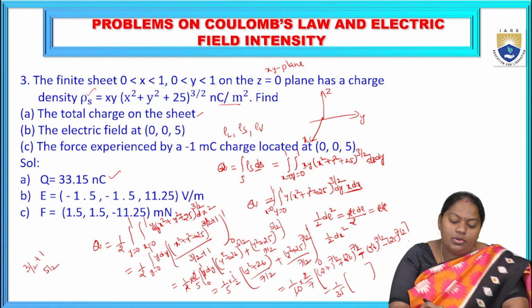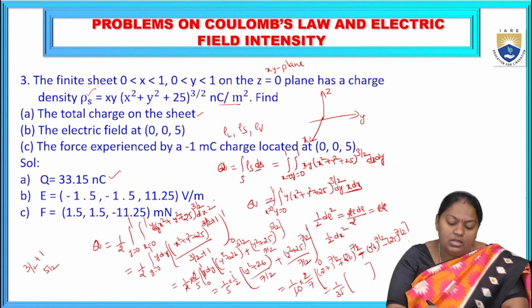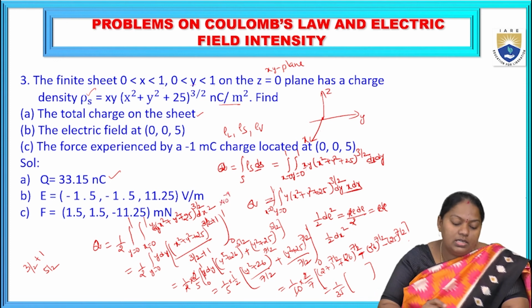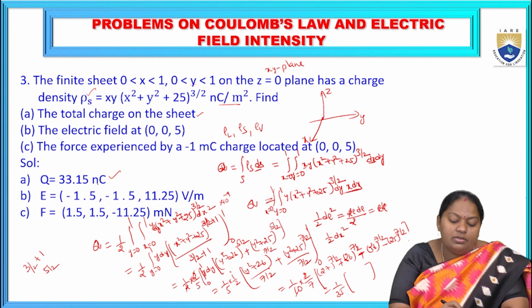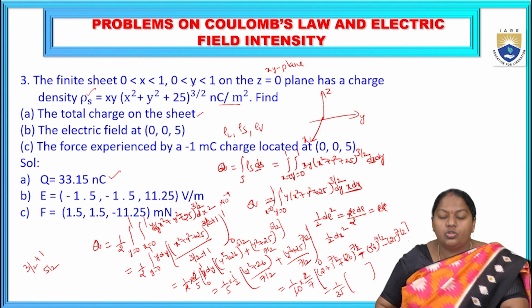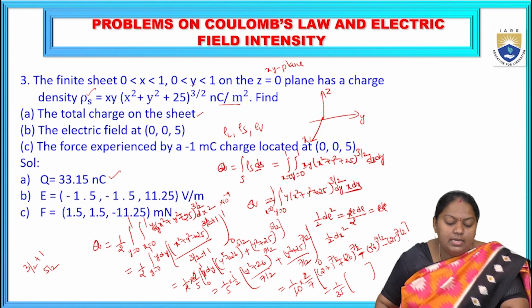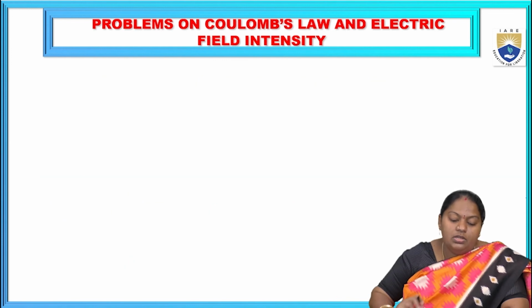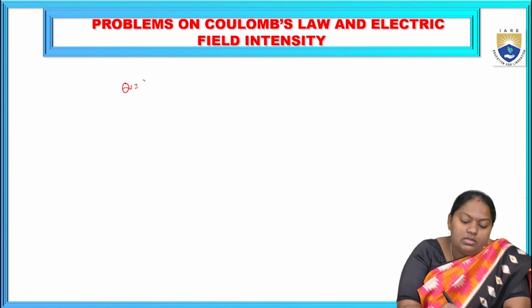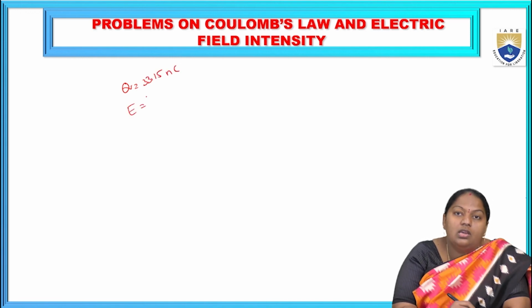Why? Because the given rho s is in terms of nano. Into total equation becomes 10 power minus 9 is there. For that, Q equal to 33.15 nano coulombs is to be obtained. Right? Now from that Q, we are going to calculate the electric field intensity and the F value. So the Q value is equal to 33.15 nanocoulombs.